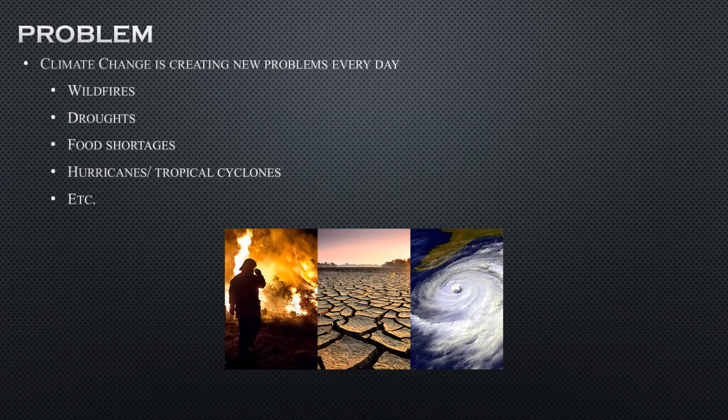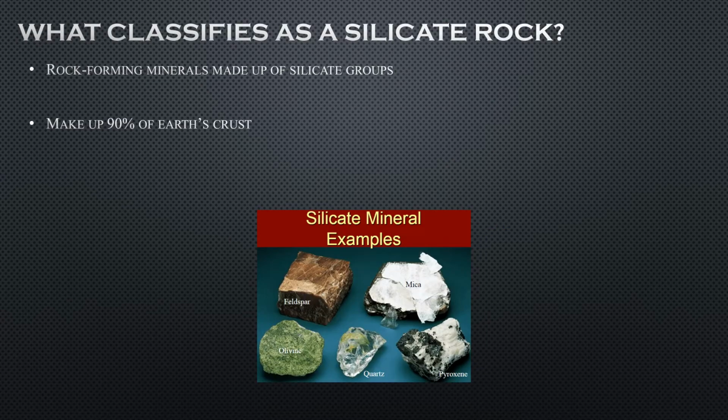The main problem I'm going to address today is climate change, specifically how we can help absorb major amounts of emitted CO2 in our atmosphere. We've gone from around 280 parts per million of CO2 pre-industrial revolutionary times to over 400 parts per million today. This rapid increase in CO2 levels has led to an increase of many natural disasters like wildfires, tropical storms, droughts, food shortages, etc. So, what classifies a rock as a silicate rock?